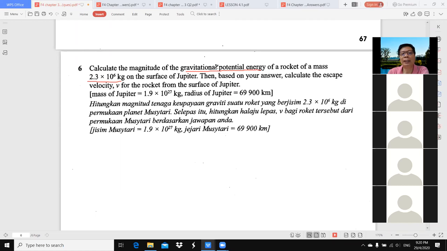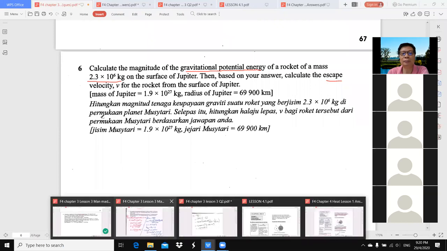Calculate the magnitude of gravitational potential energy. You want to find the gravitational potential energy of the rocket on the surface of Jupiter. Then, after you have the gravitational potential energy, you go and find the escape velocity. So two steps here. First, find the potential energy. Use the formula v equals square root of 2GM over r. After that, you use the half mv squared kinetic energy formula to find the escape velocity.